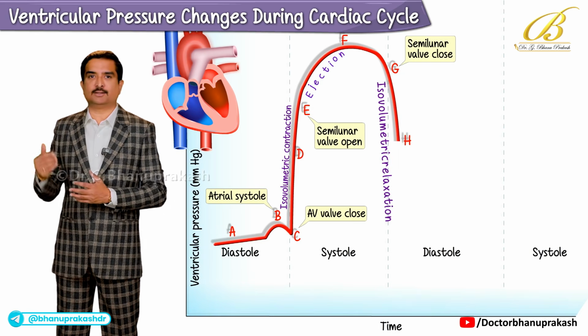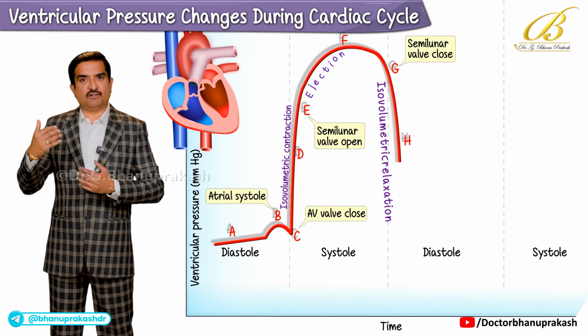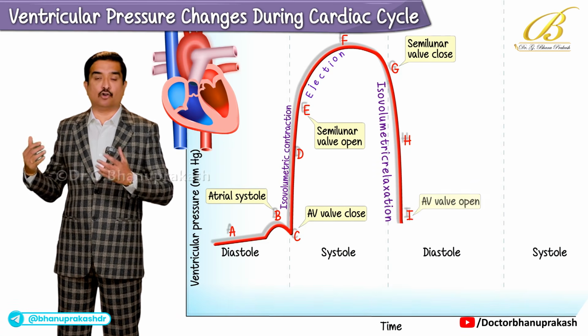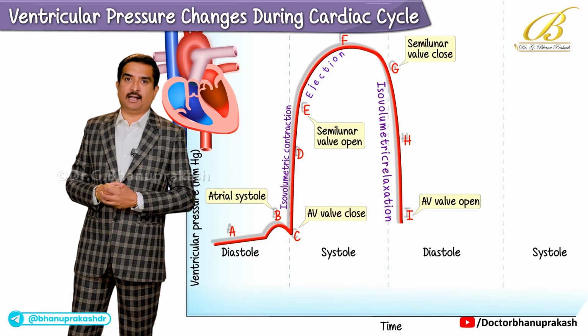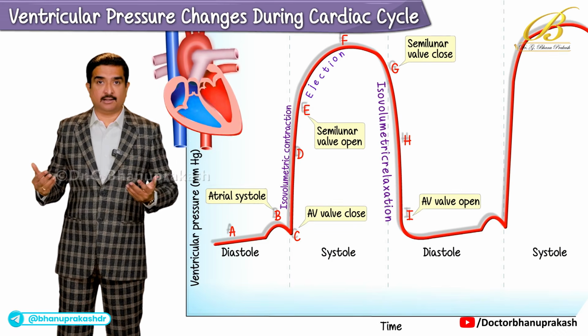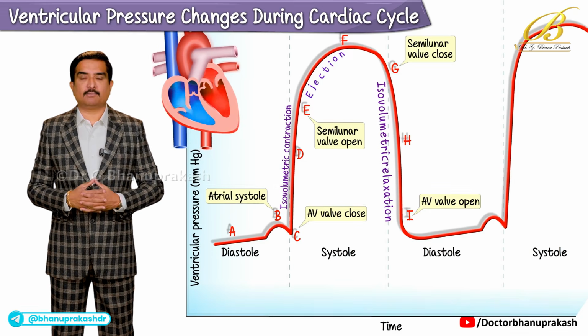point H. As the ventricles continue to relax, the pressure inside them eventually falls below the pressure in the atria. At this moment, the AV valves open, which is point I, and ventricular filling begins again with the start of the next cycle. So this is all about the ventricular pressure changes during the cardiac cycle.